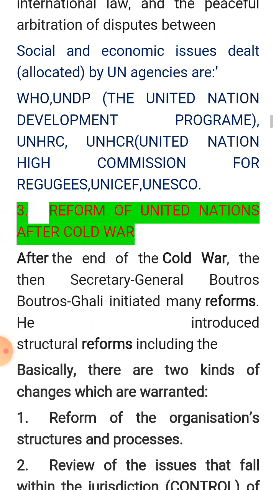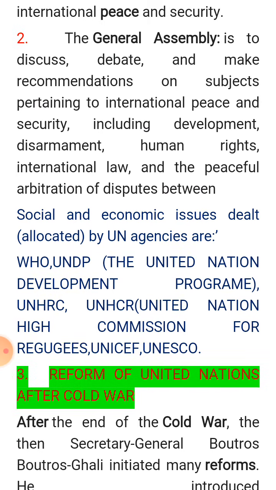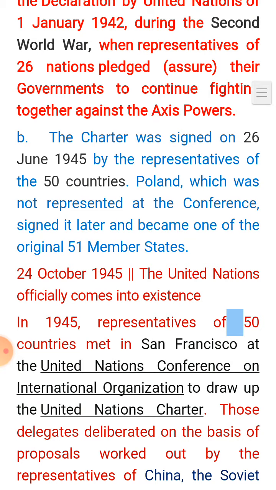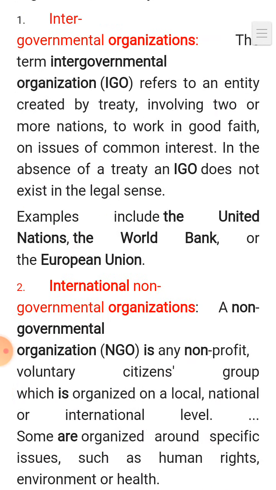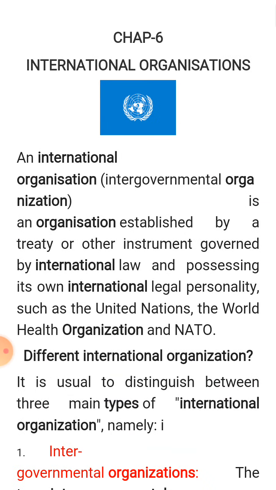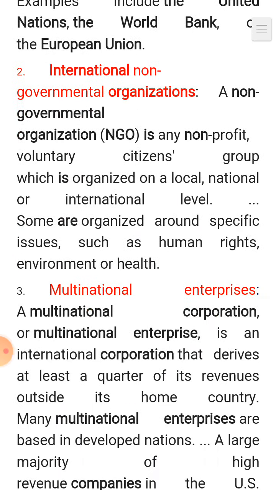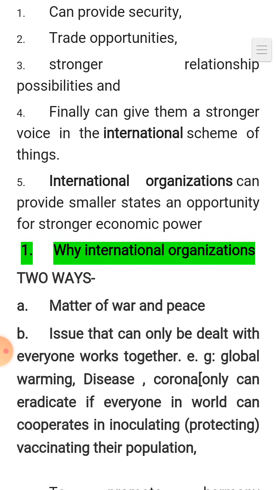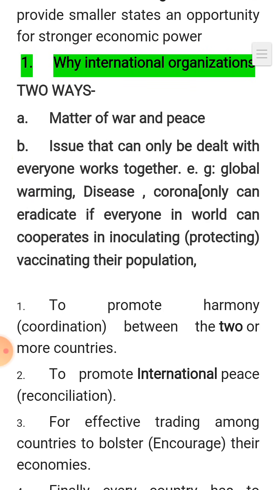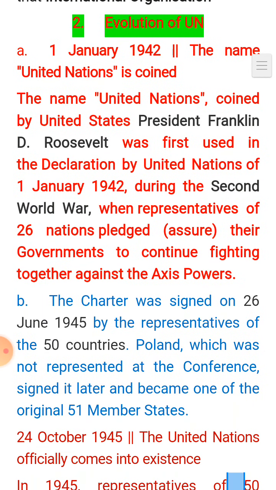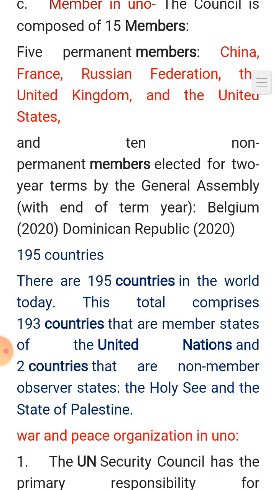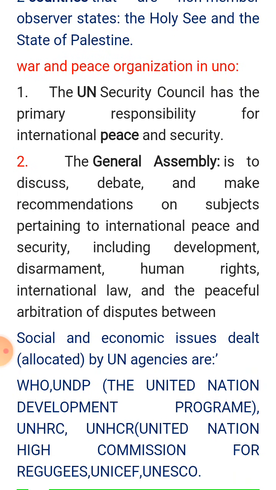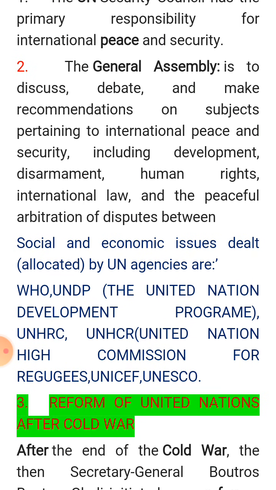So you got it, and you can understand it. Hope this is enough for today, right? One by one we have completed it. International organizations, types of organizations, benefits, why international organizations are important, the evolution of the United Nations, the objectives of the United Nations, and the two bodies of the United Nations, we have completed so far.